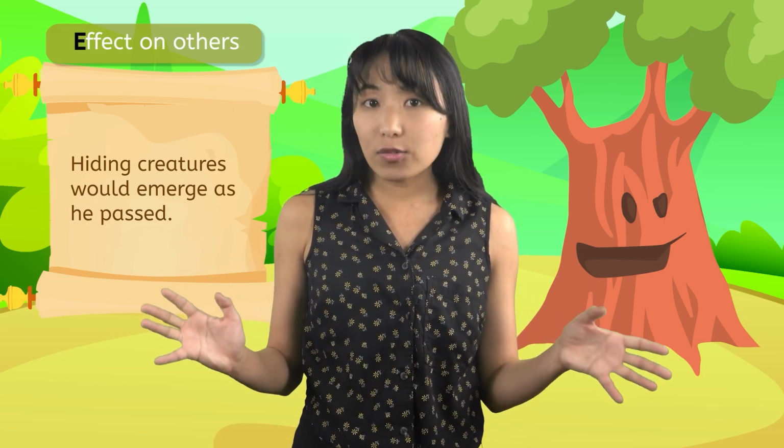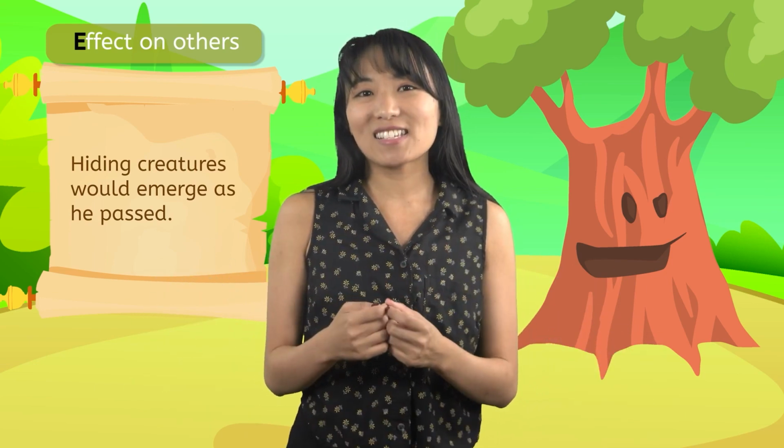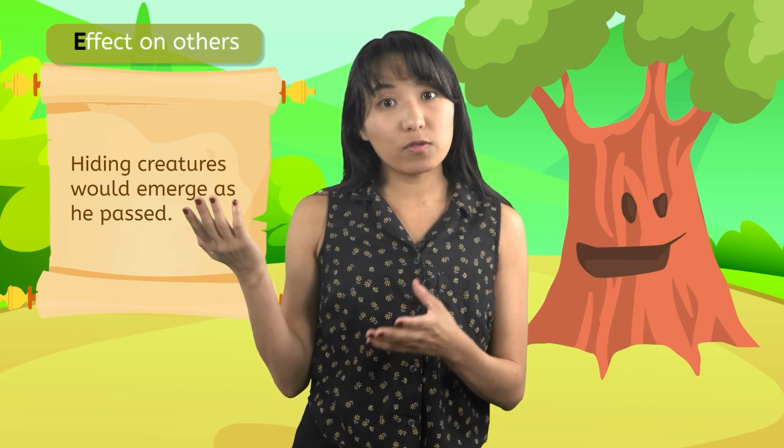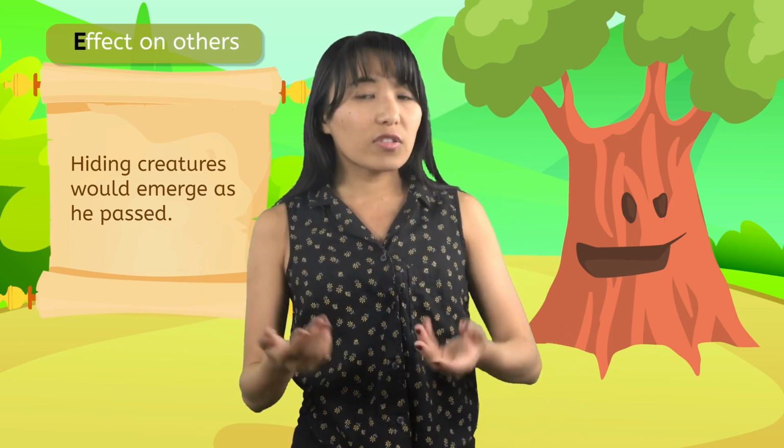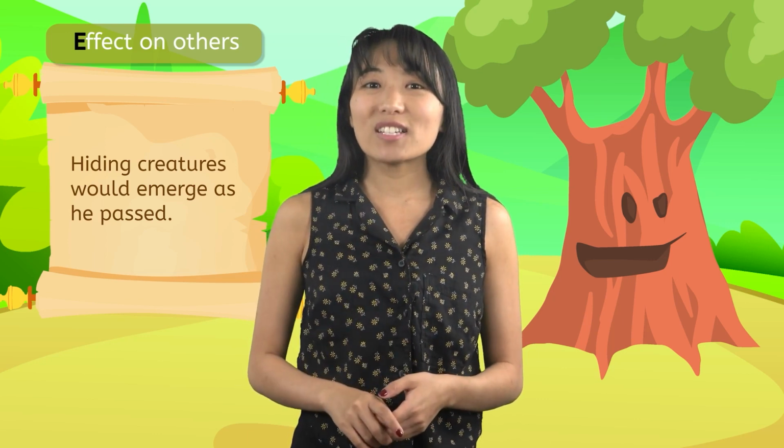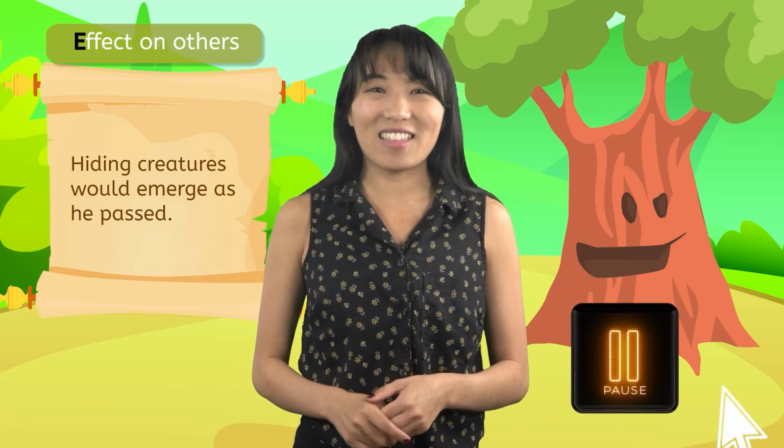Let's go back to speech. He says, "Need help, little one?" What kind of person helps a lost animal and calls it little one? I think that shows he's caring. For effect on others, it says, hiding creatures would emerge as he passed. Does that seem positive or negative? How do you think the creatures felt about him? Pause the video here and write your idea above the highlighted detail in the PDF.